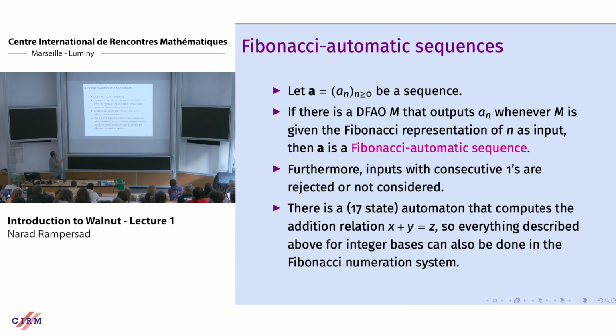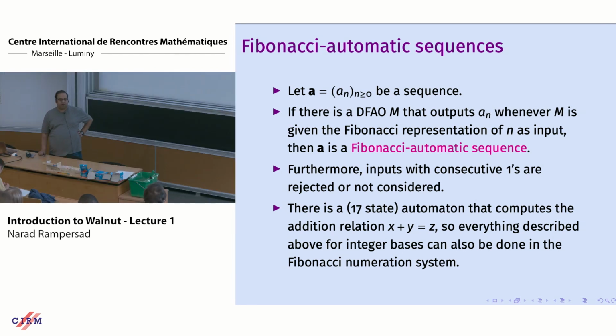So let's say I want to do this now in the Fibonacci base. I want to compute a sequence in the same way as I did before, except instead of giving n to my automaton in a base k, I give n to my automaton in the Fibonacci representation, right? The automaton reads it in the Fibonacci enumeration system, and then ends at some state and outputs some value, just like in the integer base case. But otherwise, it's the same, right? It's exactly the same as I showed you before for the integer base, but I now provide my input in the Fibonacci base.